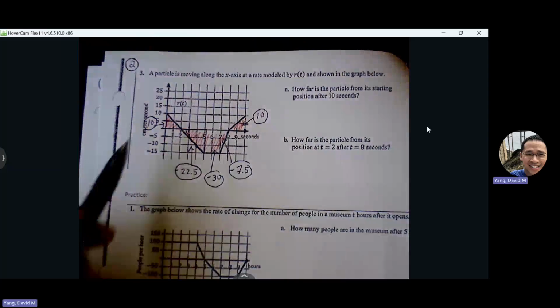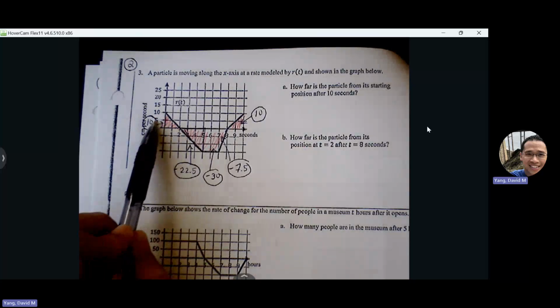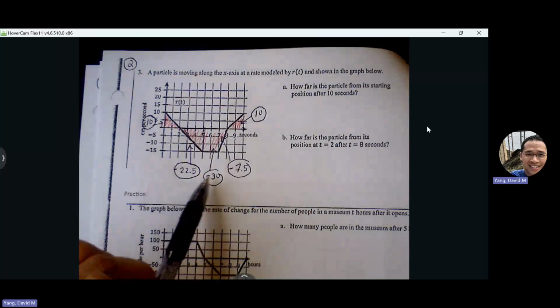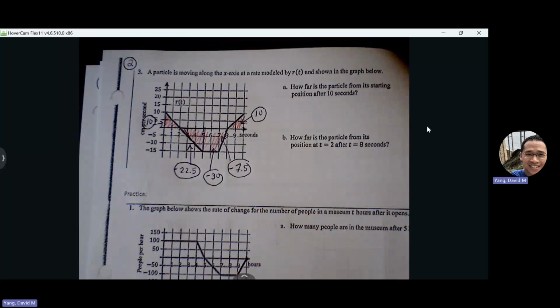Then 1/2 base times height here is 10. So that means the area indicates how far he travels. The line indicates what speed he's moving at, but the area indicates how far he's traveled. So he's going to travel 10 units to the right, and then he's going to go all these units to the left, and then he's going to end up with 10 units to the right.